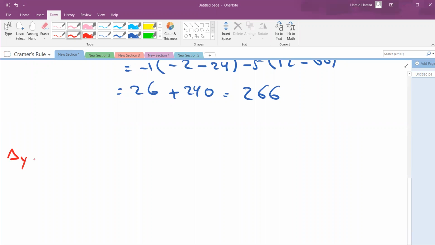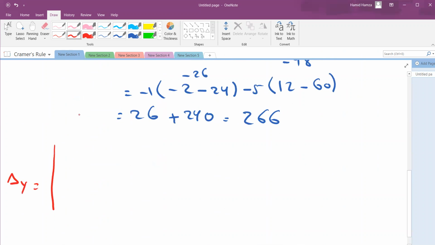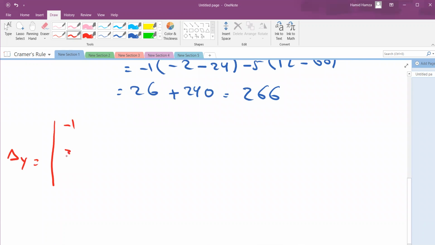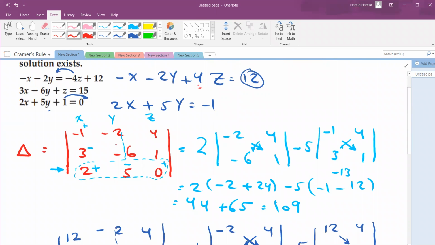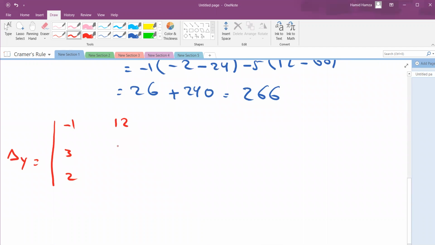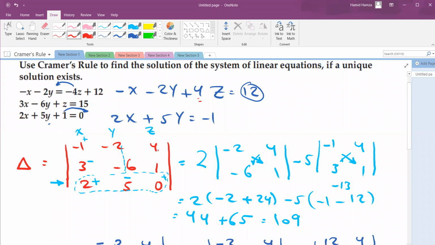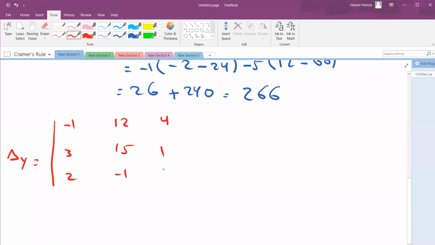Delta y equals, we will keep x column: negative 1, 3, and 2. We will replace the y coefficient column by the constants, which are 12, 15, and negative 1. And we will keep also the last column, the z coefficient: 4, 1, and 0.